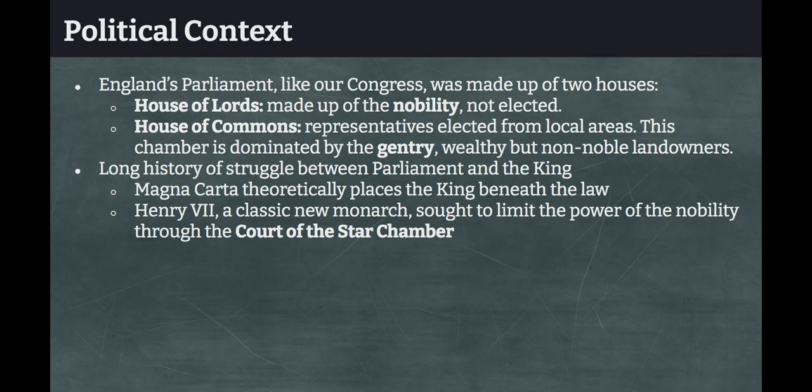All right. So look, we're going to talk about the context before we get into this. So let's talk a little bit about the political context first, and then let's talk about the religious context. So in terms of the political context, let's talk about Parliament. So Parliament is kind of like our Congress. So it's a legislature, right?